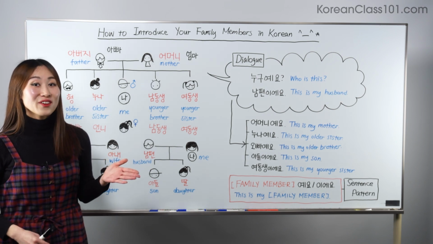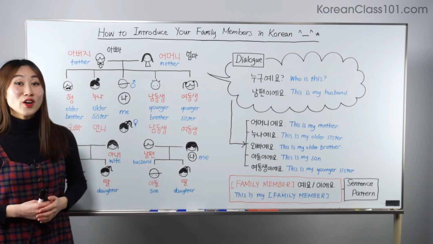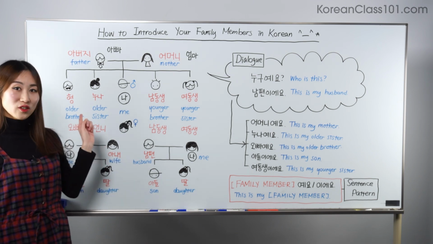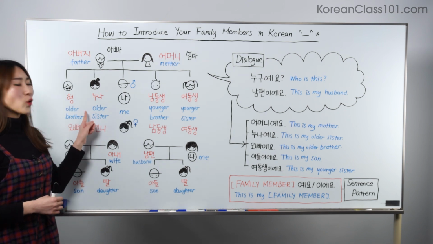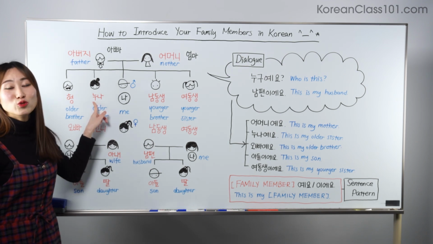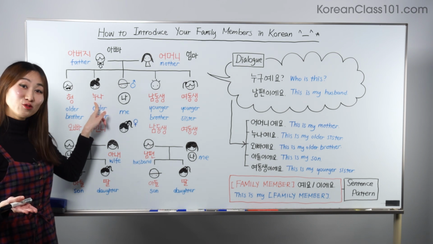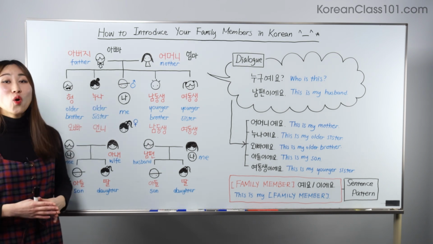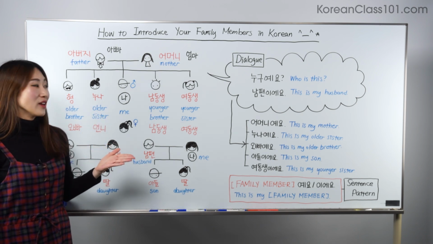So the older brother is 형 in Korean. This word is only used by males. How about older sister? If you're a male, you can use this word: 누나. It means older sister. And again, this word is only used by a male.